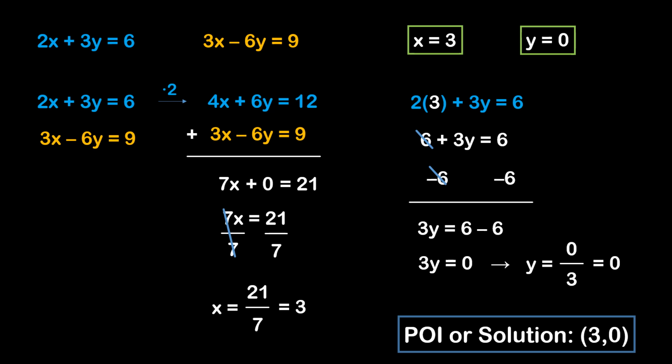So notice that once we multiplied the first equation by 2, all the other steps that we took were the exact same steps that we would take compared to the two examples that we did from last time. Add or subtract the two equations to get rid of a variable, solve for that variable, plug that value into one of the equations and find the other variable. And that gave us the point of intersection or solution. So I'll do one more example.